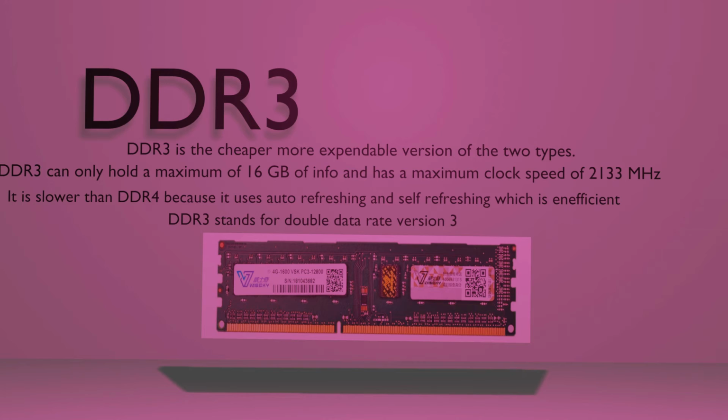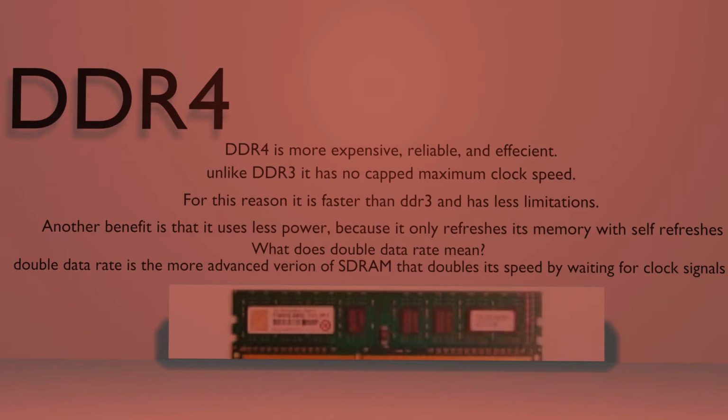Okay. DDR3 is the cheaper, more expendable version of the two types. DDR3 can only hold a maximum of 16 gigabytes of info and has a maximum clock speed of 2,133 megahertz. It is slower than DDR4 because it uses auto-refreshing and self-refreshing, which is inefficient. DDR3 stands for Double Data Rate version 3.